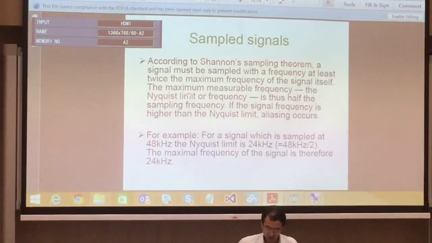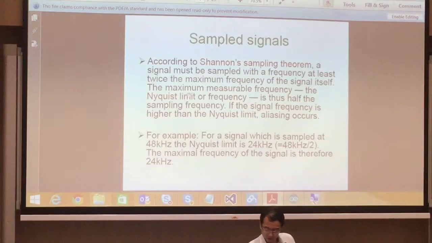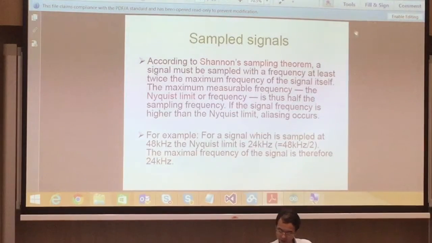According to the sampling theorem, there is a very famous theorem called Shannon's. Shannon actually got a Nobel Prize. Shannon's sampling theorem basically tells you that a signal must be sampled at a frequency at least twice the maximum frequency of the signal itself.